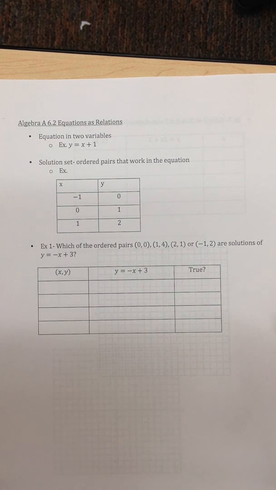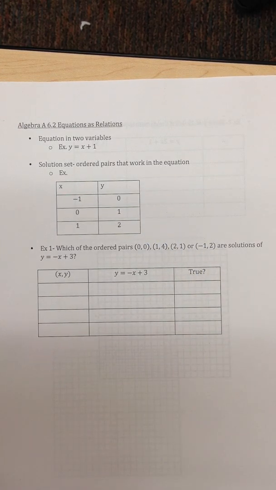This is section 6.2, equations as relations. Okay, so in the last section we were talking about relations being ordered pairs, whether we saw them in a parentheses group, in a table, or on a graph; those were all relations. Now we're going to move on to equations dealing with those relations.